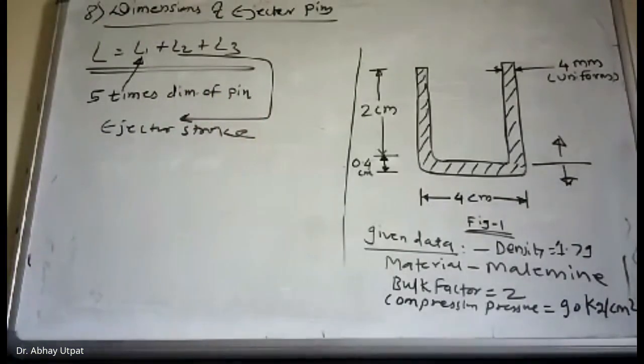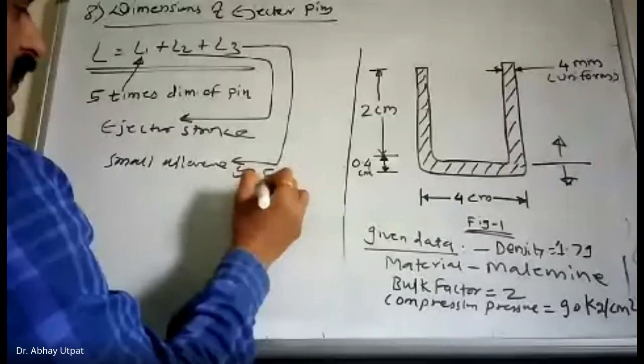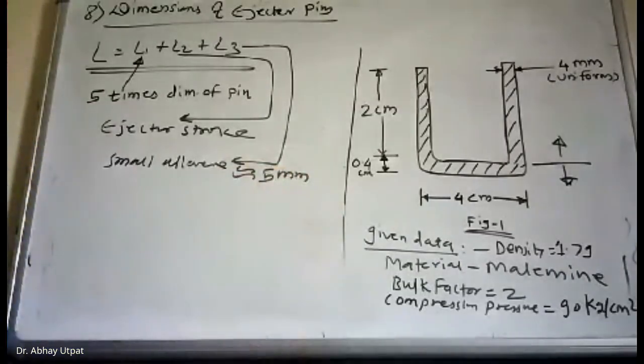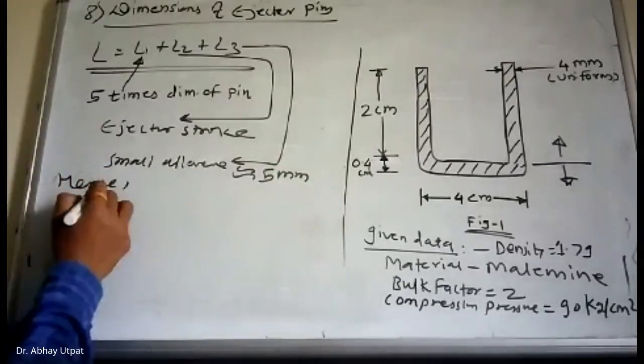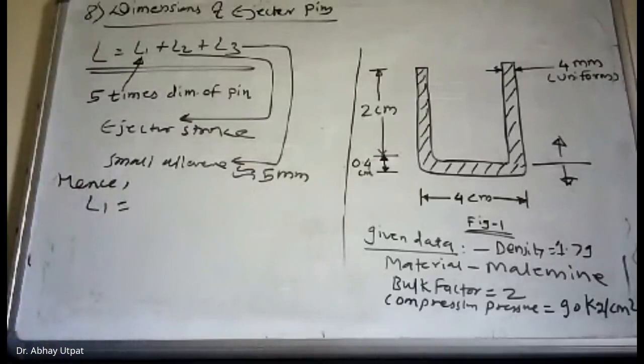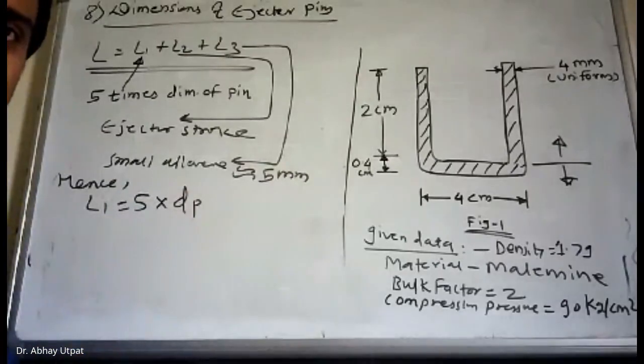L2 is ejector stroke and L3 is small allowance, approximately 5 mm or so. Now let us calculate total length. So hence, L1 is equal to 5 into dp, diameter of pin.